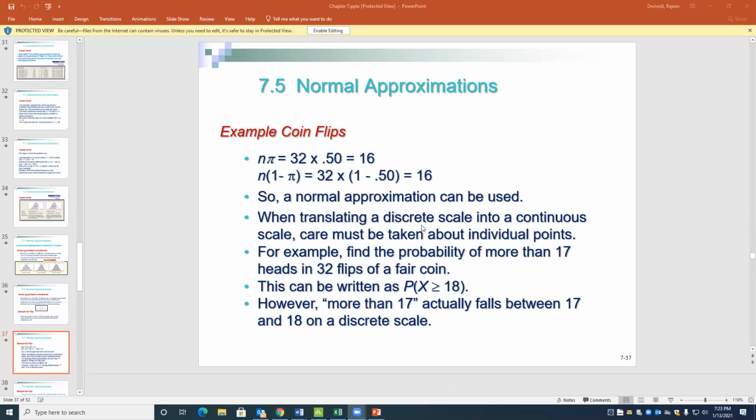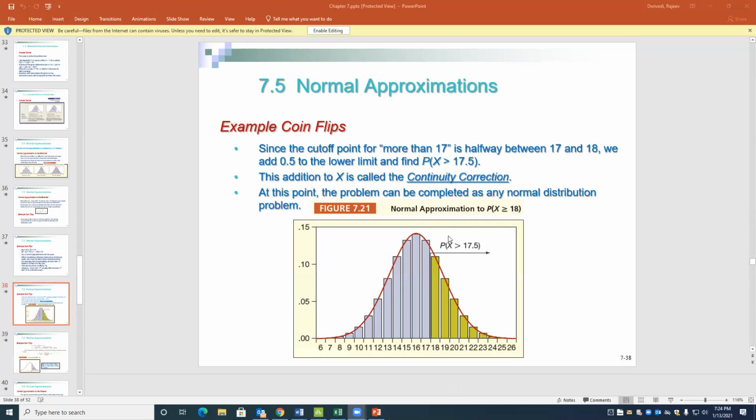So here these are coming 16, 16. Find the probability of more than 17 heads in 32 flips of a fair coin. So more than 17. Now here one more thing that we have to look into: because this is a binomial, now we are treating it as continuous. We have to treat it on a continuous scale. 16, 17, 18, these are all discrete. What do we do here? For example, it is asking more than 17. Then what we need to do? We have to take the average of the values between 17 and 18.